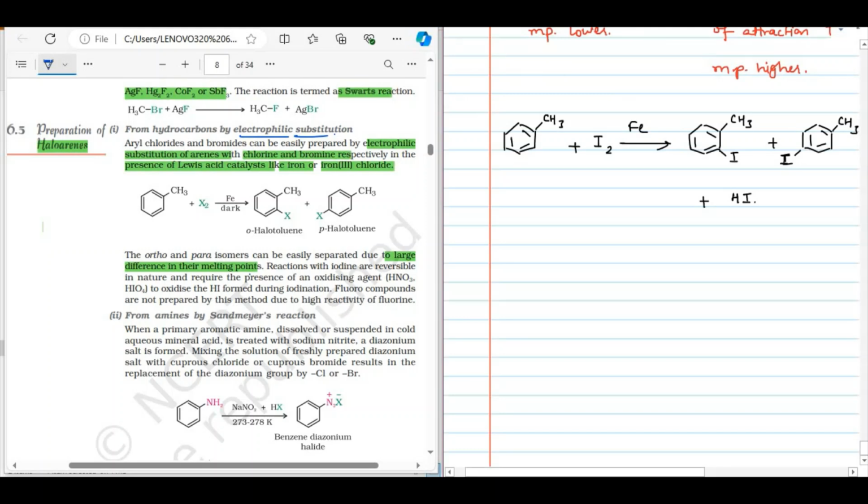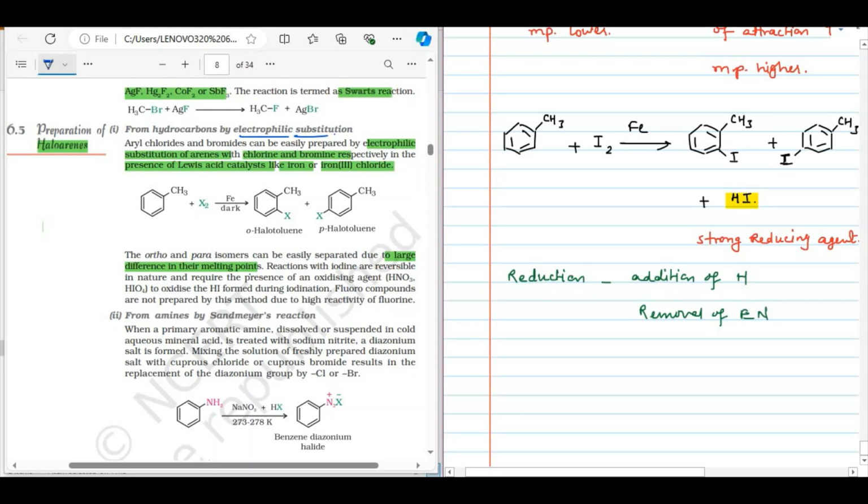This HI is responsible for the reversal of this reaction. This HI is a strong reducing agent. So let's revise what is reduction. Reduction is the addition of hydrogen or the removal of electronegative element, like oxygen or any electronegative element. Here the electronegative element is iodine.